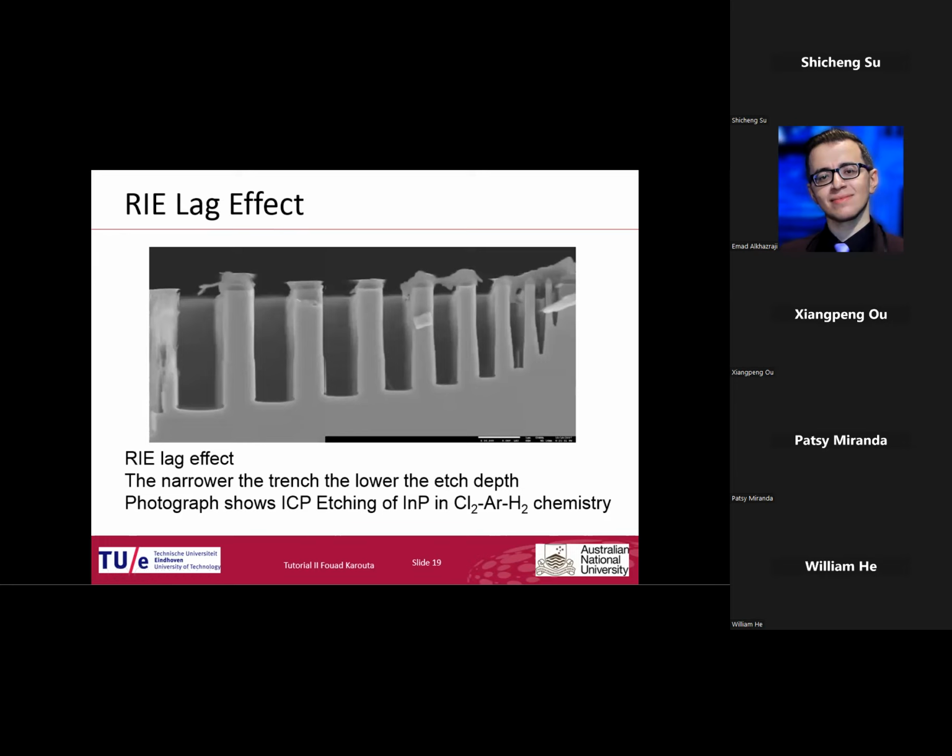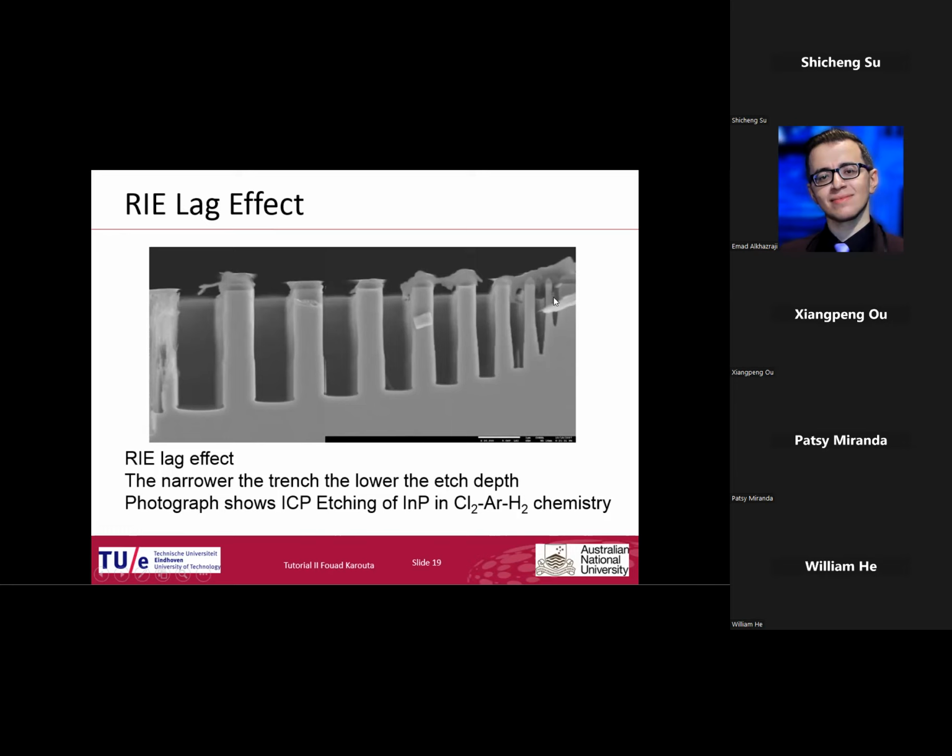Another effect I want to talk about is the lag effect. When you are etching a wide structure, you get a certain etching rate. If you are reducing the size of your structure and you are going below sub-micrometer, expect that the narrower your structure is, the lower the etching rate. Here you see the etching rate from 900 nanometer to 100 nanometer in the same run, and it's very different. And here the decrease is exponential.